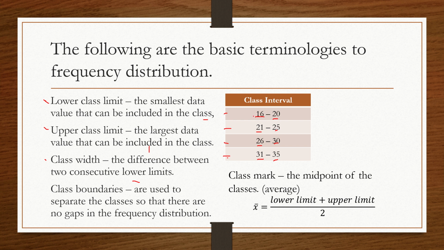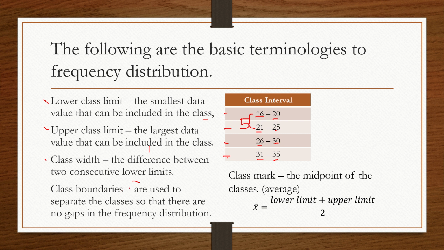Okay? Let's try the example 16 and 21. So, 21 minus 16 is ilan? That is 5. So, 5 po yung class width dito sa table natin. Yes? Yan.